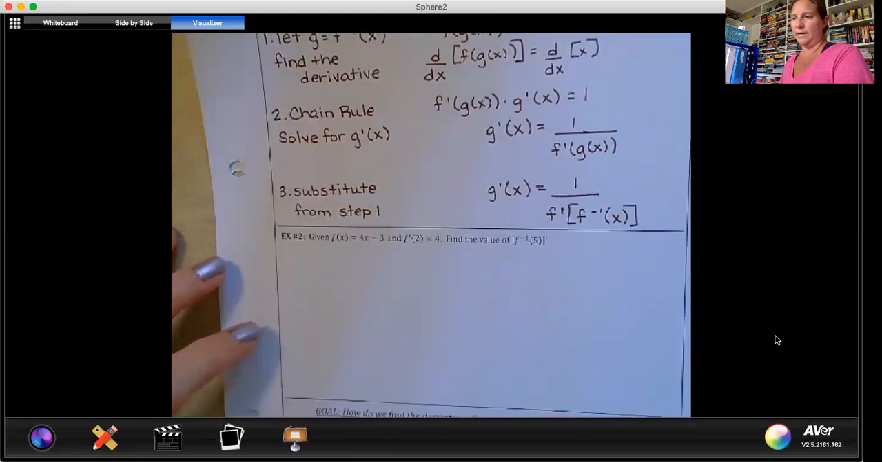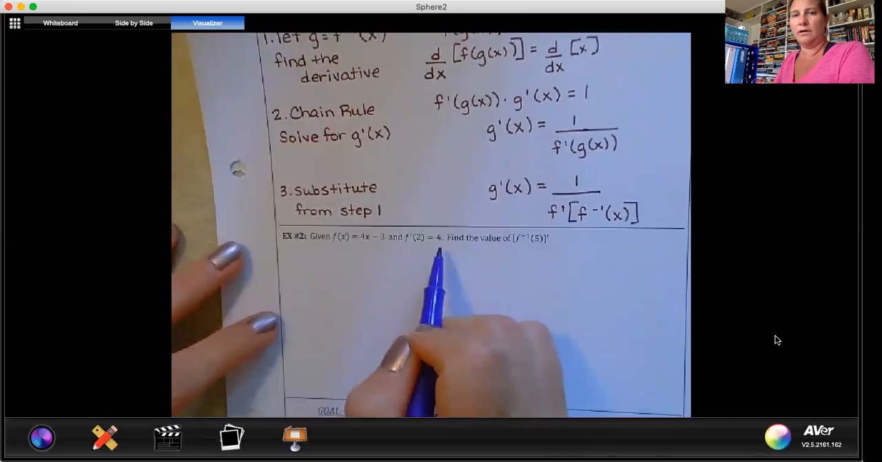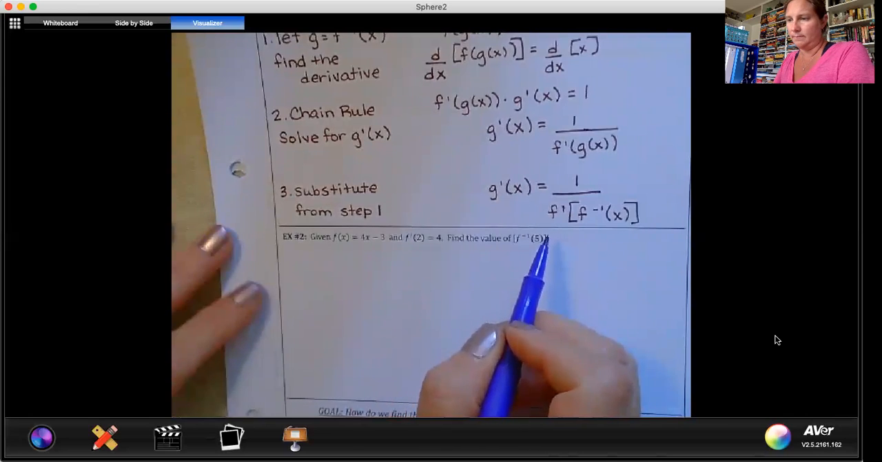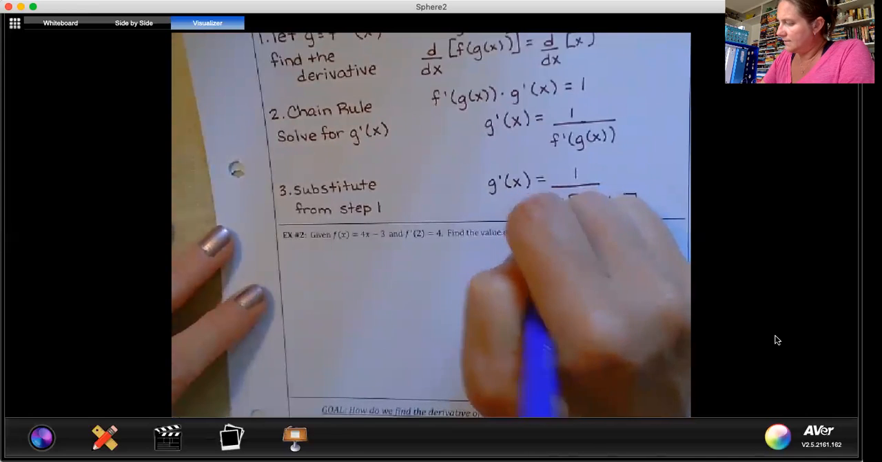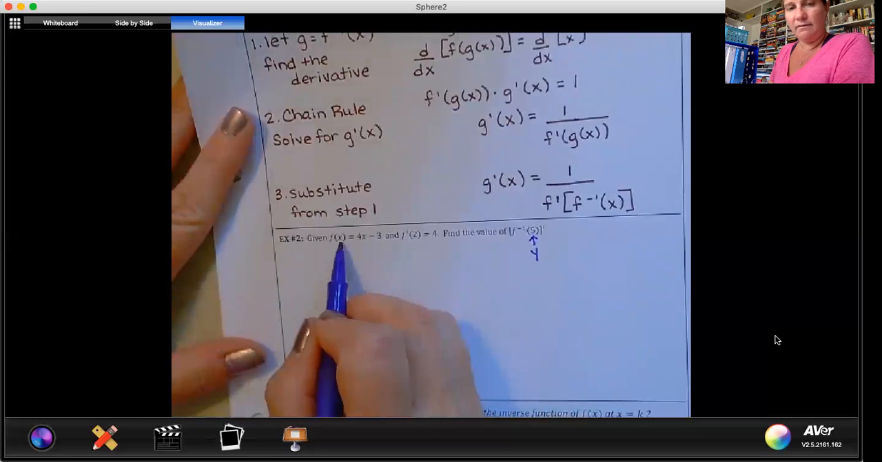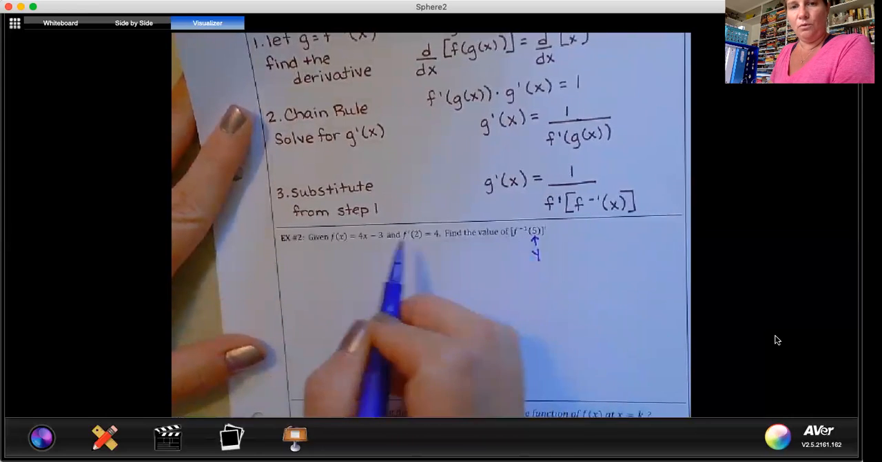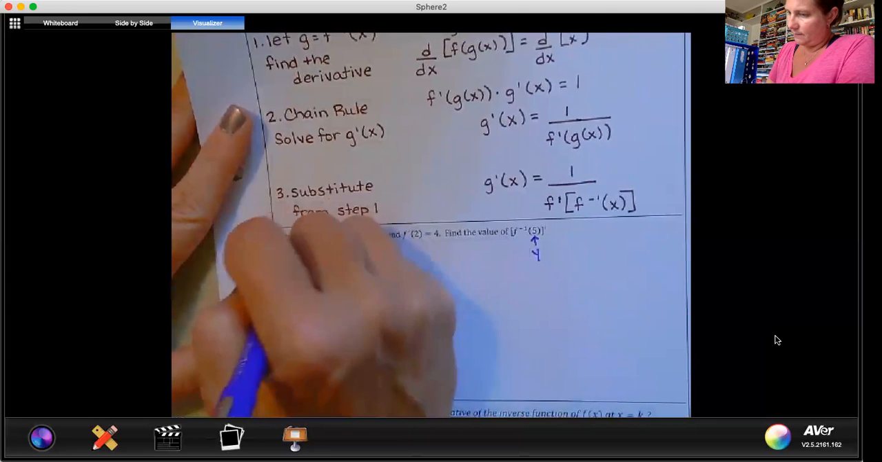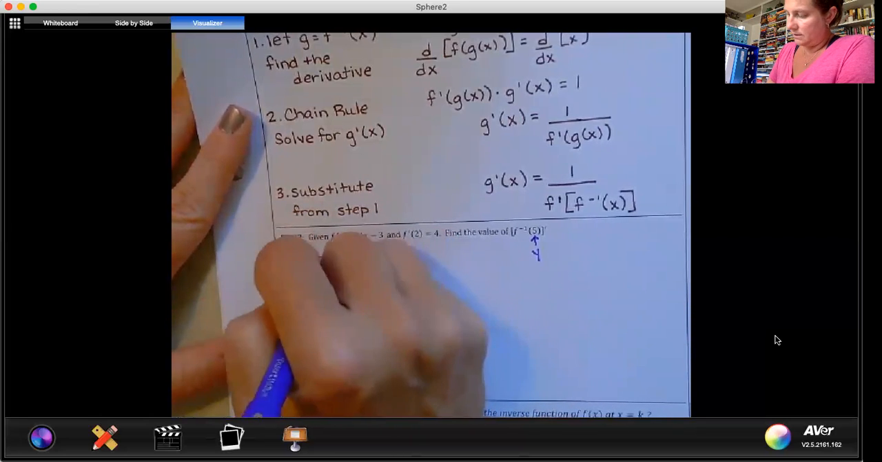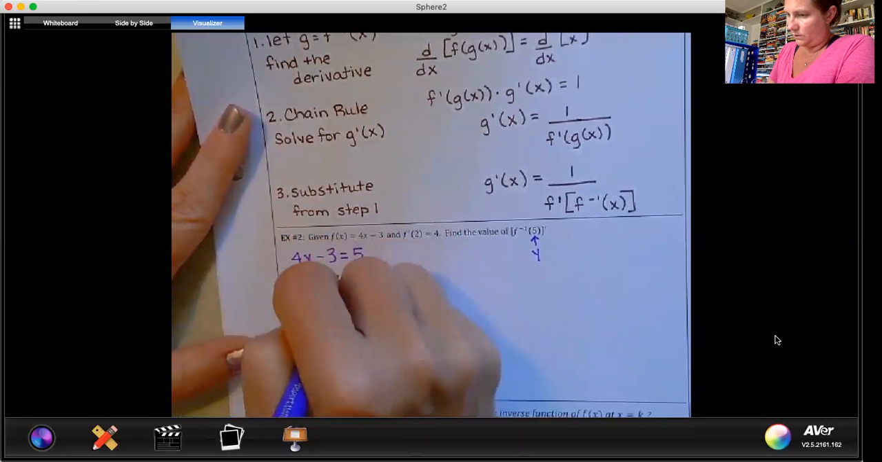Given f of x equals 4x minus 3 and f prime of 2 is equal to 4, find the inverse of f at 5 and the derivative of that. So the first thing we're going to recognize is that this is going to be a y value. The inverse is going to indicate a y value because remember x, y is your normal function, y, x would be your inverse. So because f of x is equal to y and y is 5, we're going to set our function equal to 5. So 4x minus 3 is equal to 5, and we're going to solve for x. So 4x is 8 and x is equal to 2.